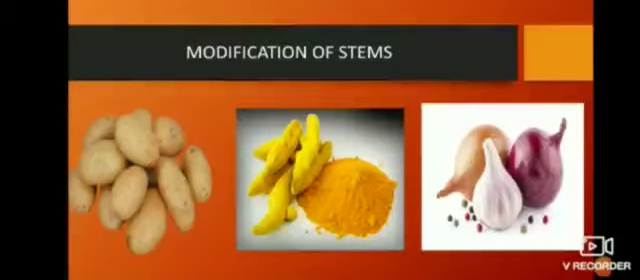Modifications of stem are seen in some plants like potato, turmeric, garlic, ginger, and sugarcane, which store food material in the stem, due to which the stem bulges in size. Generally, we think that these are tubers or roots, but they are actually modified stems. So we should not confuse. Potato is not a root, but it is a stem. Like that, ginger, turmeric, onion, garlic, all these are modified stems.